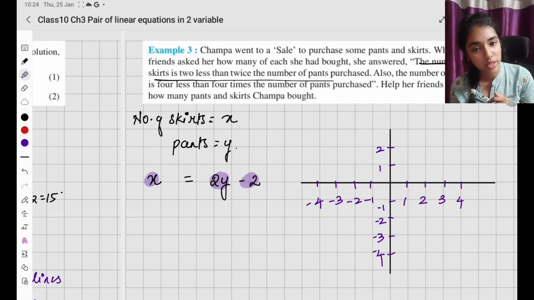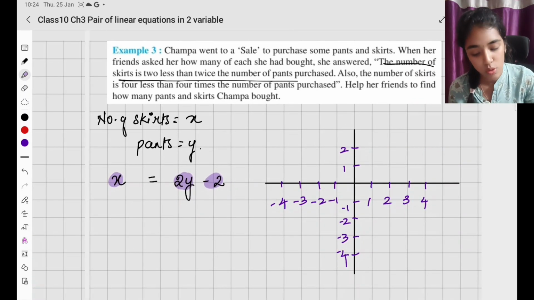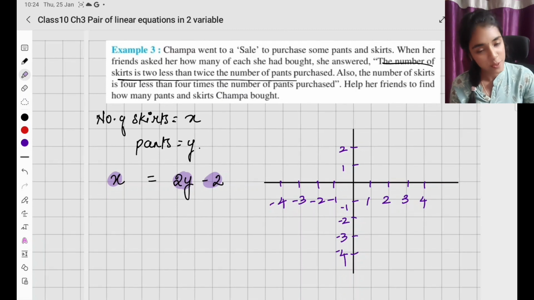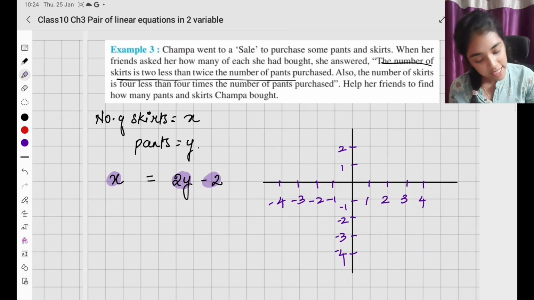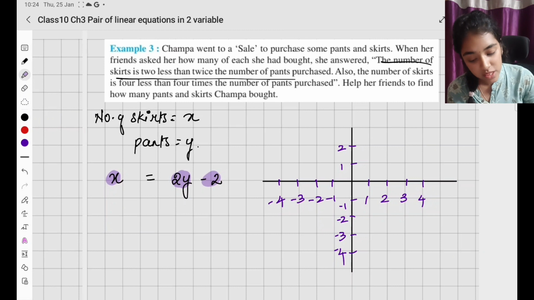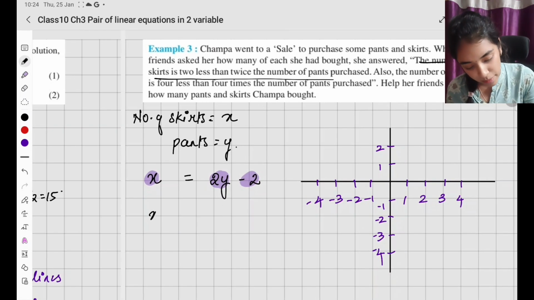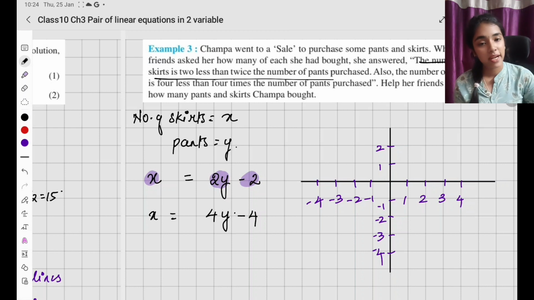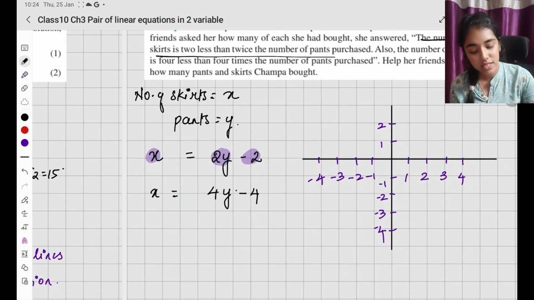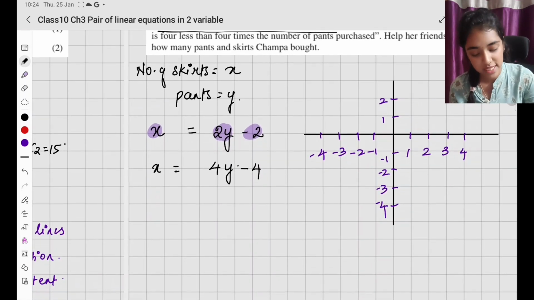So pants count என்ன? It is going to be 2y and minus 2. புரிஞ்சுதா? So this is going to be the number of skirts. Number of skirts is 2 less than twice the number of pants purchased. So this is your first equation. Second என்ன சொல்றா, also the number of skirts is 4 less than 4 times the number of pants purchased. புரிஞ்சுதா? So these are your two different equations. Okay?